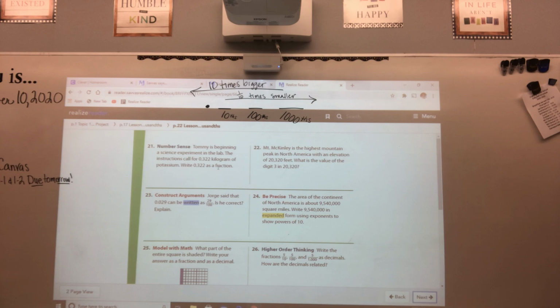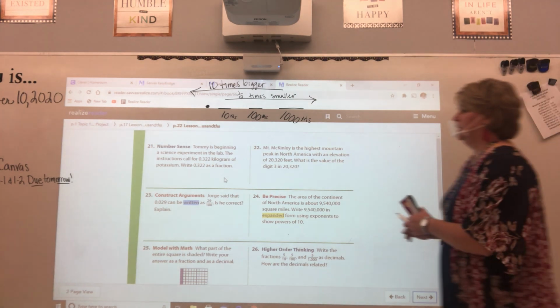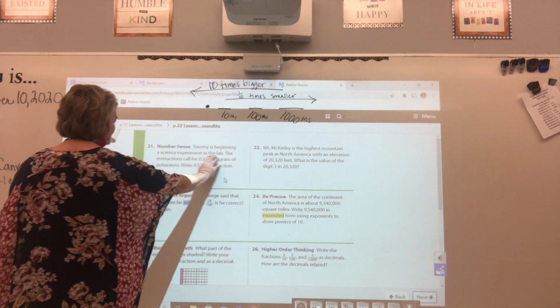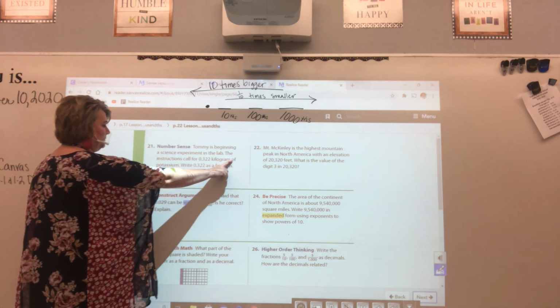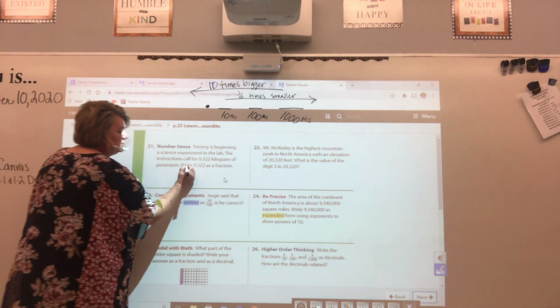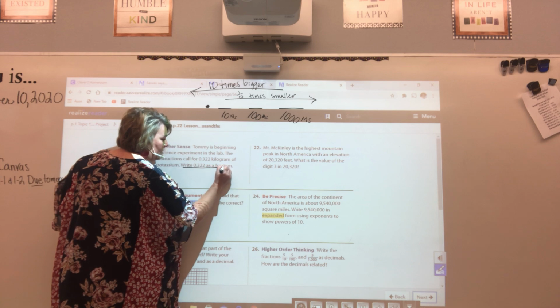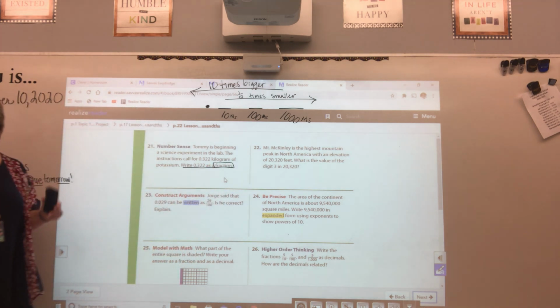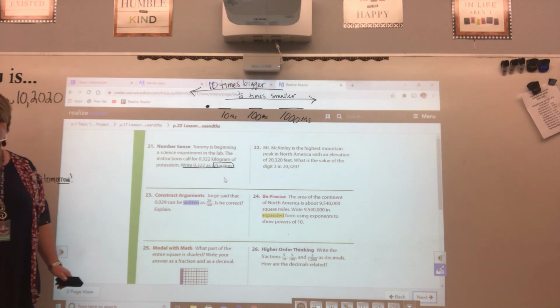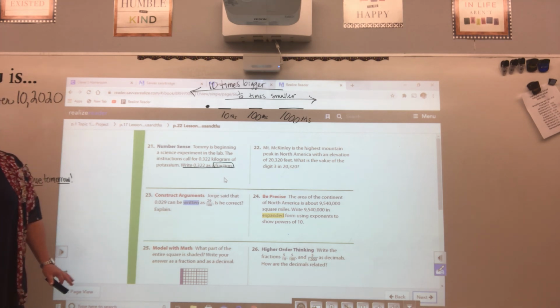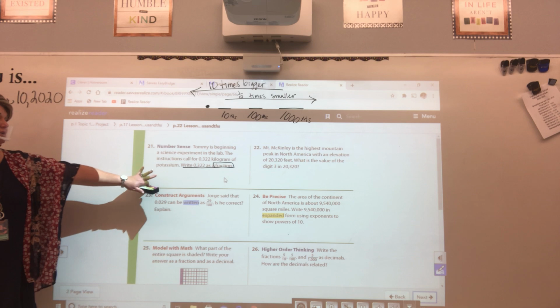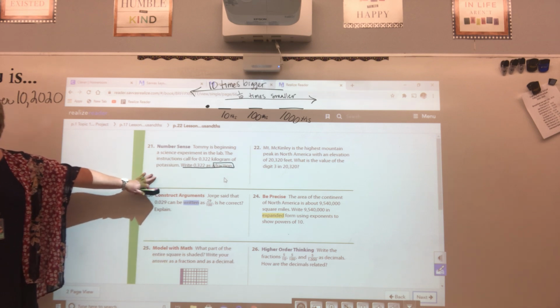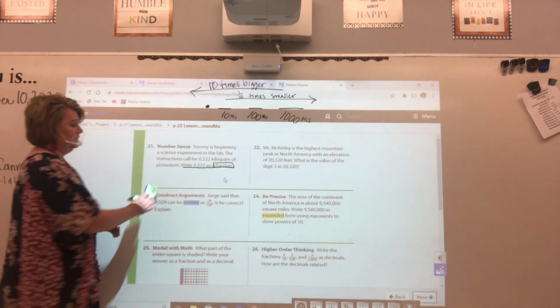Number 21. Tommy is beginning a science experiment in the lab. The instructions call for that many kilograms of potassium. Look what it wants you to do, and I'm going to underline it for you. Write that like a fraction and put that, I even put a square around the fraction. That's what you're going to do. So it all depends on the place that it lands, okay? I'm not going to do that with you, but I'm just kind of going over this to make sure that you get the highlights, okay?